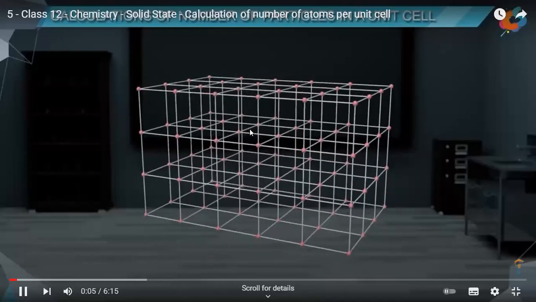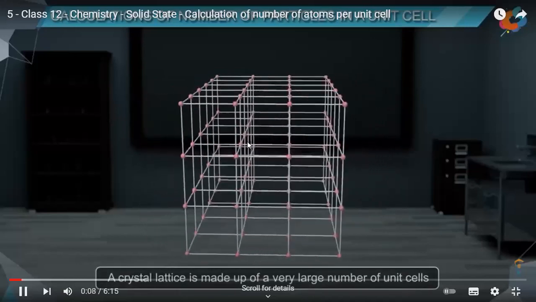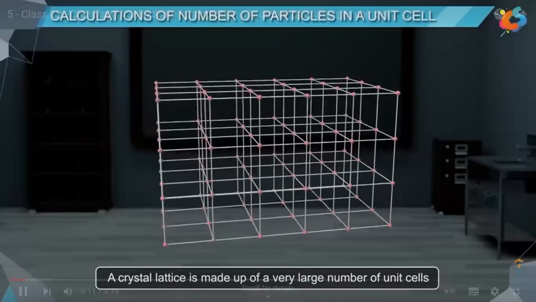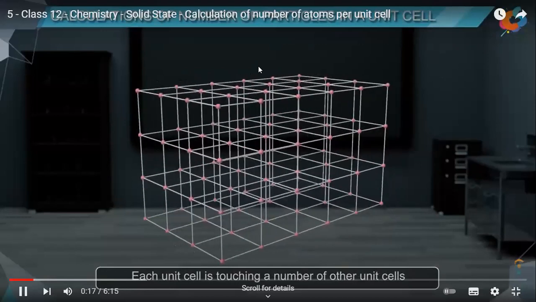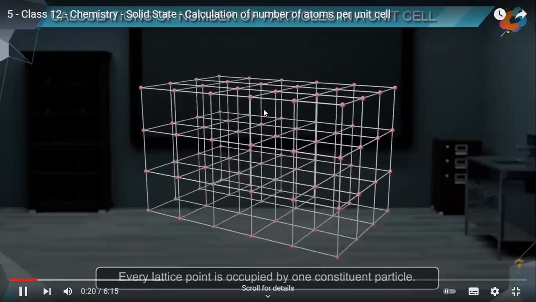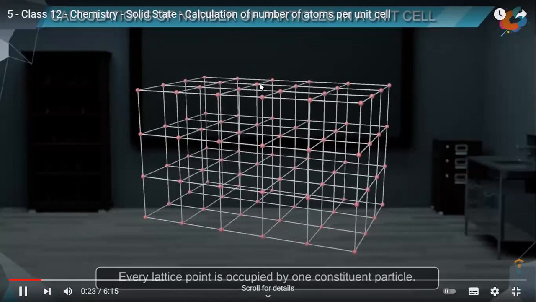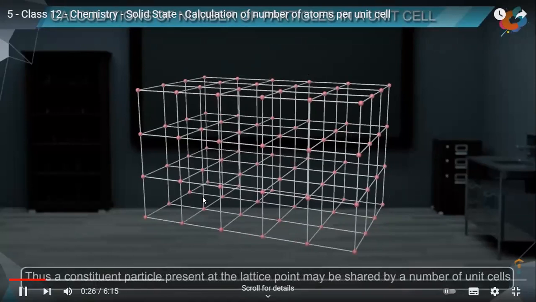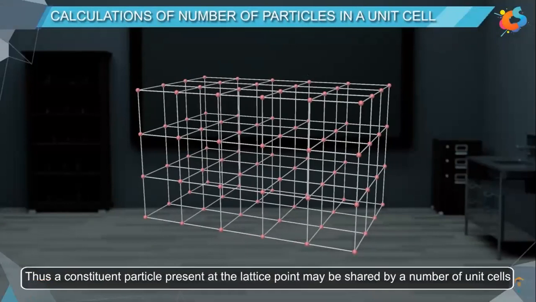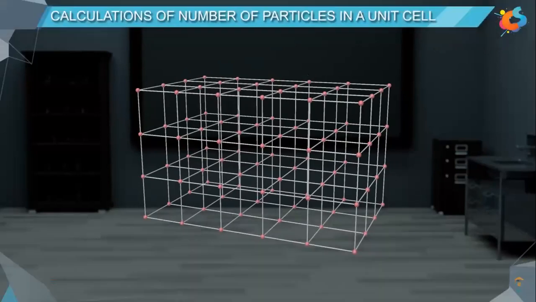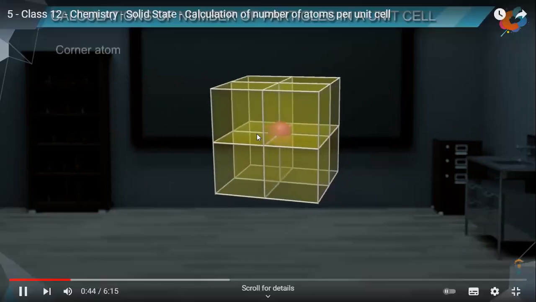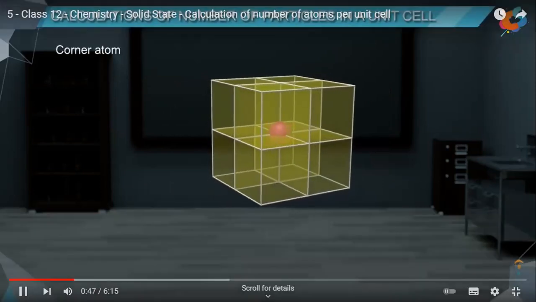A crystal lattice is made up of a very large number of unit cells. Each unit cell is touching a number of other unit cells. In a unit cell, every lattice point is occupied by one constituent particle. Thus, a constituent particle present at the lattice point may be shared by a number of unit cells. Let us now understand the contribution of a particle at a lattice point to its unit cell. A corner atom is shared equally by 8 unit cells.